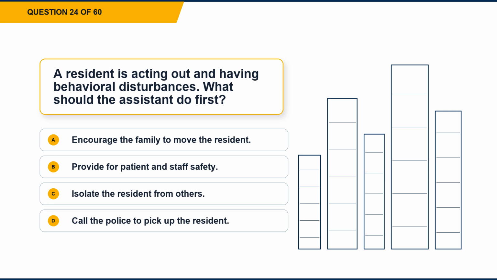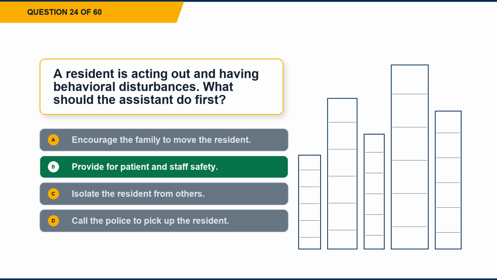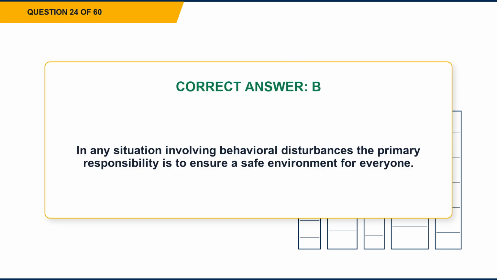Question 24. A resident is acting out and having behavioral disturbances. What should the assistant do first? Option A, encourage the family to move the resident. Option B, provide for patient and staff safety. Option C, isolate the resident from others. Option D, call the police to pick up the resident. The correct answer is option B, provide for patient and staff safety. Explanation. In any situation involving behavioral disturbances, the primary responsibility is to ensure a safe environment for everyone.